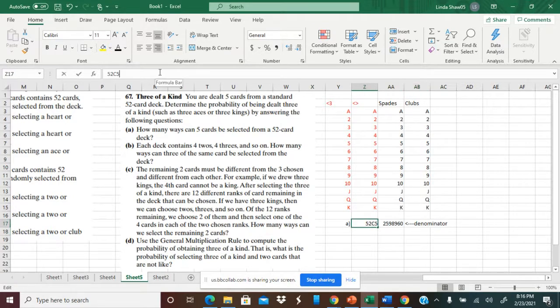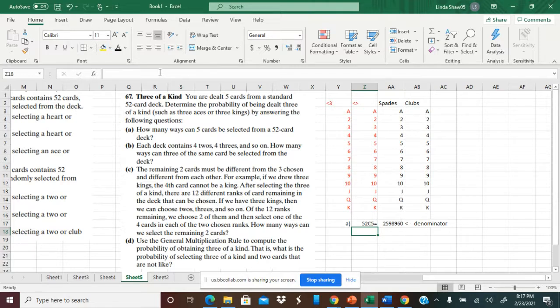I think we know this from what Linda said. I'm just reading problem B. It says each deck contains 4 2s, 4 3s, and so on. How many ways can 3 of the same card be selected from the deck? Now, we're going to do this in 2 steps.